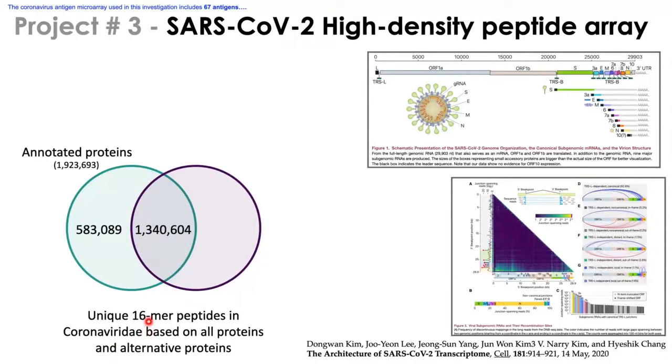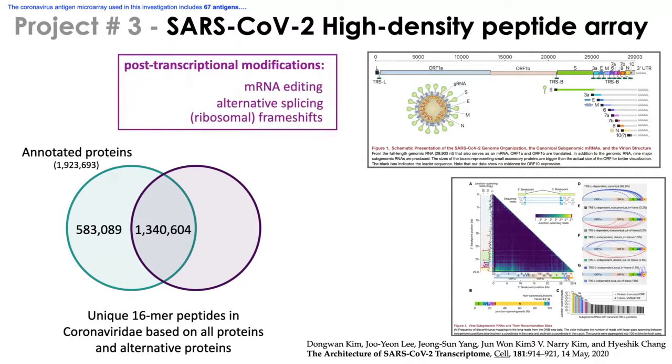So we went through all the coronaviruses. So there's more than, at that time, I think there was 50 or 60,000 SARS-CoV-2 genomes, but there's a lot of other coronavirus genomes that are in the GenBank. So what we did is we looked at everything we could find, and we went through all the proteins that we could find, and we wound up with 1.9 million unique 16-mers. We could fit 4 million on.